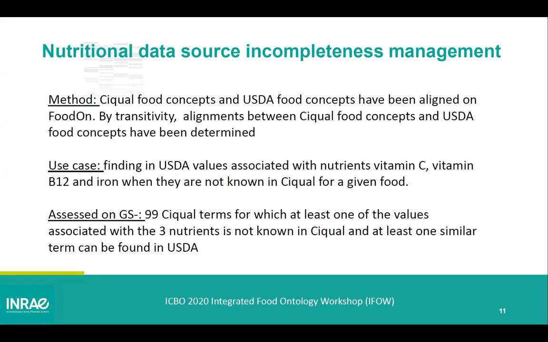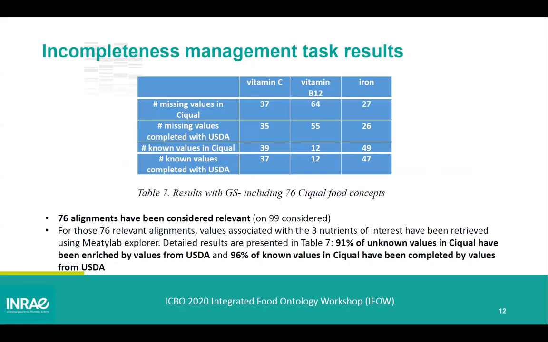We did that on a golden standard of 99 SQL terms, for which at least one of the values associated with the food nutrients is not known in SQL, and for which at least one similar term can be found in USDA. And here we have the results. We found 76 alignments which have been considered relevant of the 99. And for those 76 relevant alignments, we could find 91% of the known values in SQL, which has been enriched by values from USDA, and 96% of known values in SQL, which have been completed by values from USDA.